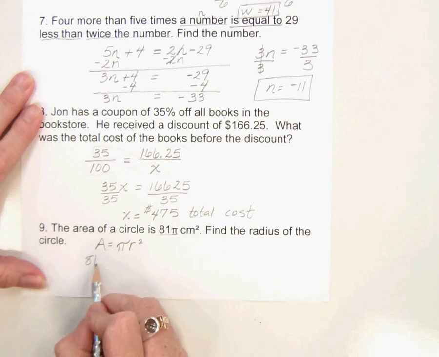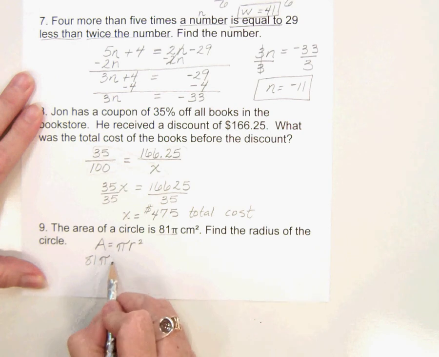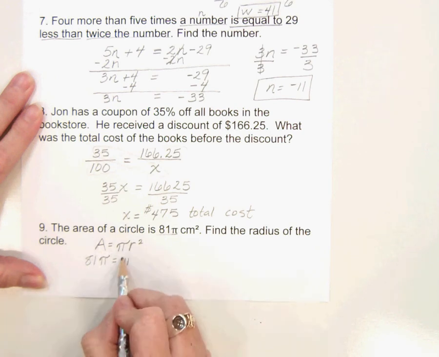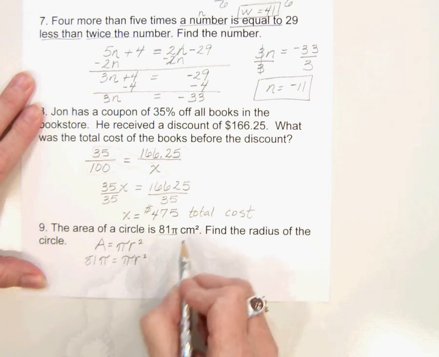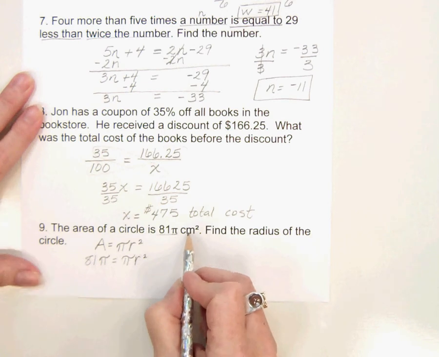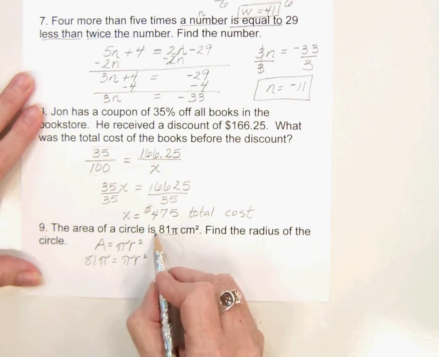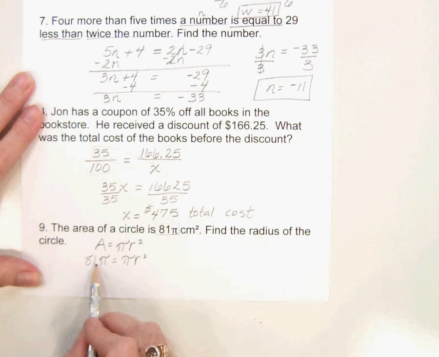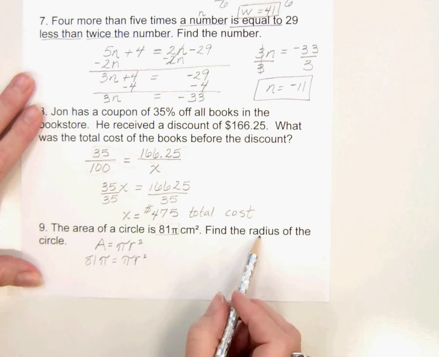We don't need to put the square centimeters when we replace our area, because that's the measurement of area. That's not part of the answer. This is the actual answer. 81 pi is what you want to replace your capital A with, because that's the answer to the area. And then we're trying to find the radius.